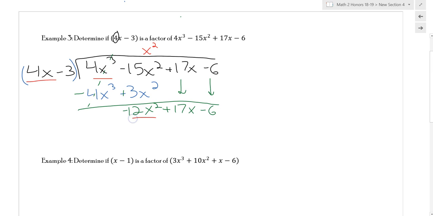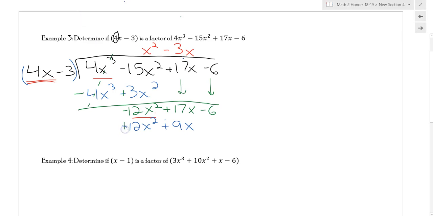Restart. Negative 12x squared divided by 4x. Negative 12 divided by 4 is negative 3. I have 2 x's and 1 x, so I'm just left with 1 x when I take that 1 out. Now we multiply. Negative 3 times 4 is negative 12. X times x is x squared. Negative 3x times negative 3. Well, negative 3 times negative 3 is positive 9x.